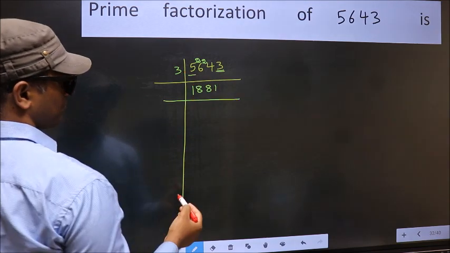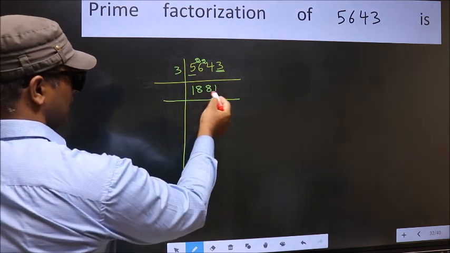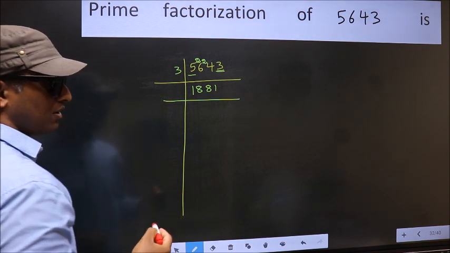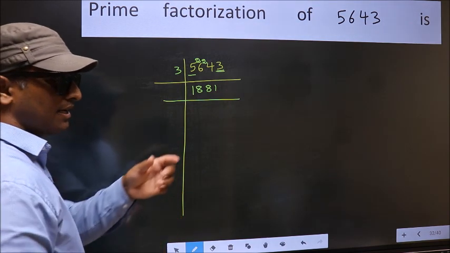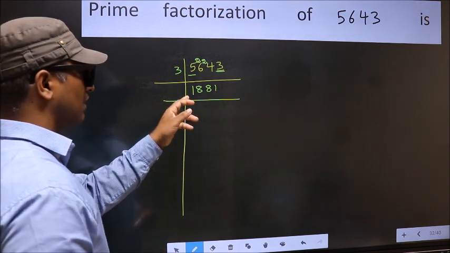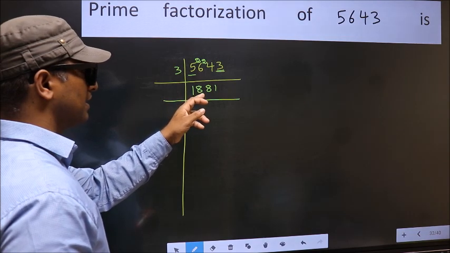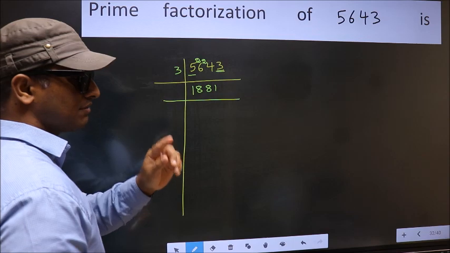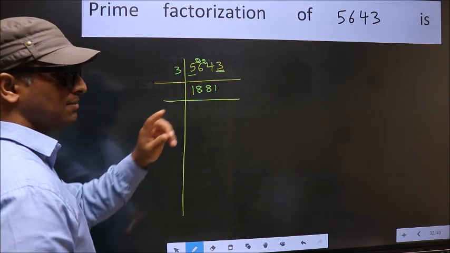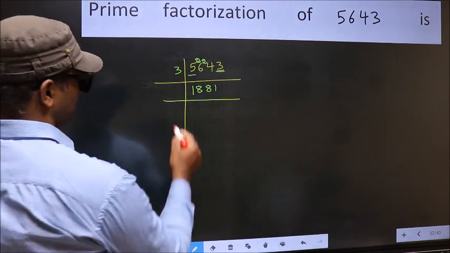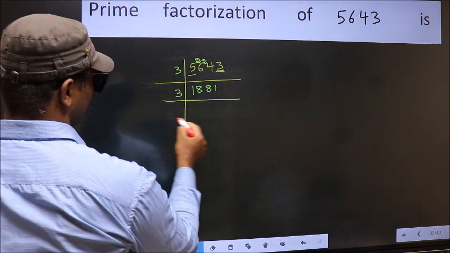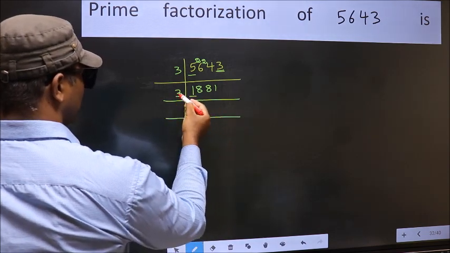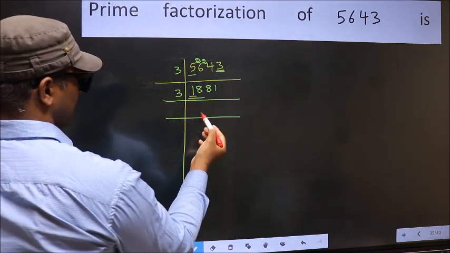3 ones 3. Now to check whether it is divisible by 3 or not, we add the digits. 1 plus 8 plus 8 plus 1 equals 18, and 18 is divisible by 3. So this number is also divisible by 3. So take 3. First number 1 is smaller than 3, so take 2 numbers, 18.